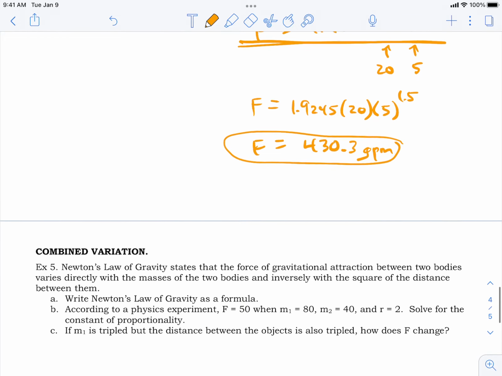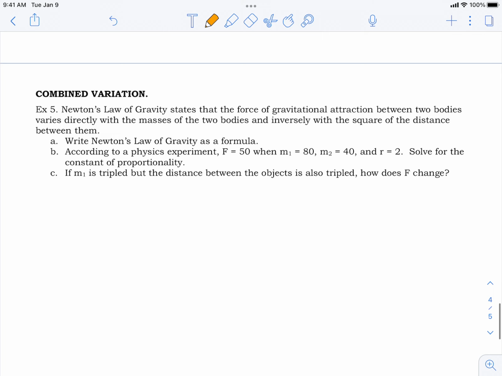One more example. This one has a new name. It's called combined variation, which is kind of like the joint variation in the sense that we're going to have more than one thing to tack onto our K. What's different is that it says it right here. It's going to combine directly and inversely together. So remember, directly meant times and inversely meant K over. So some stuff's going to go on top, some stuff's going to go on the bottom.